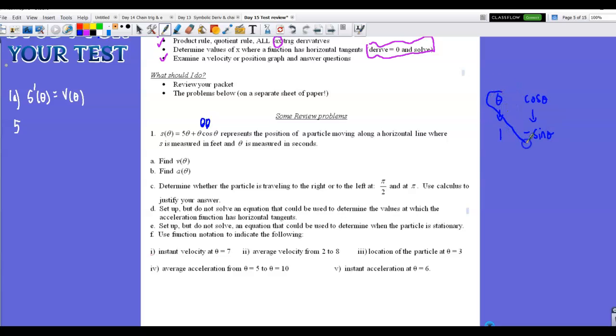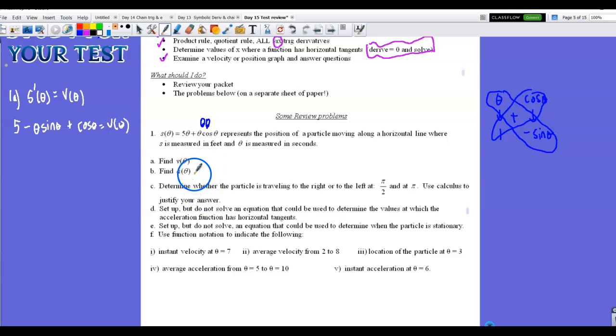So we're going to have the first times the derivative of the second plus the second times the derivative of the first. And because we're adding, order really doesn't matter. So I will have 5, and when I multiply negative sine theta times theta, I get negative theta sine theta, that's first times derivative of second, plus second, cosine theta times 1, and that is my v of theta. That's my instant derivative of position, instant velocity, not average, instant velocity.